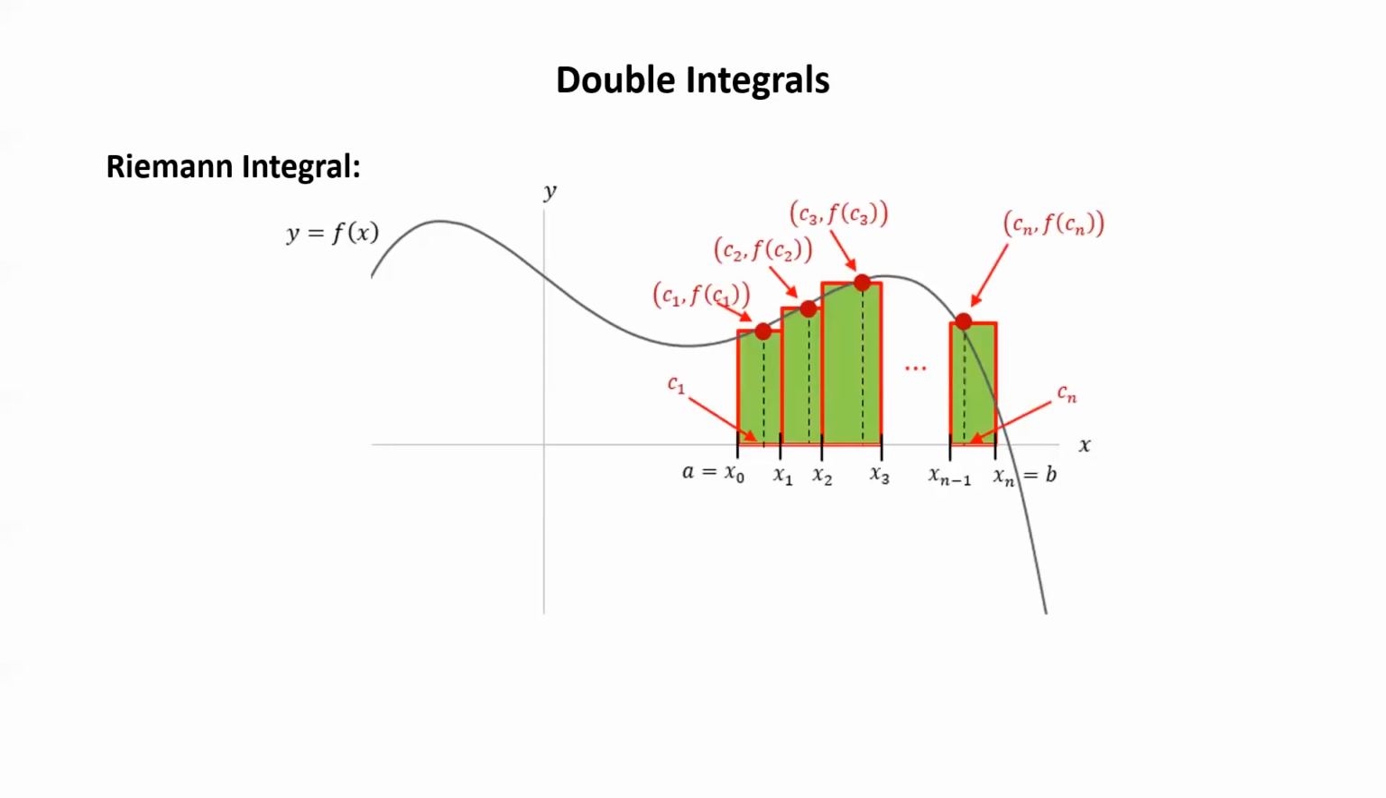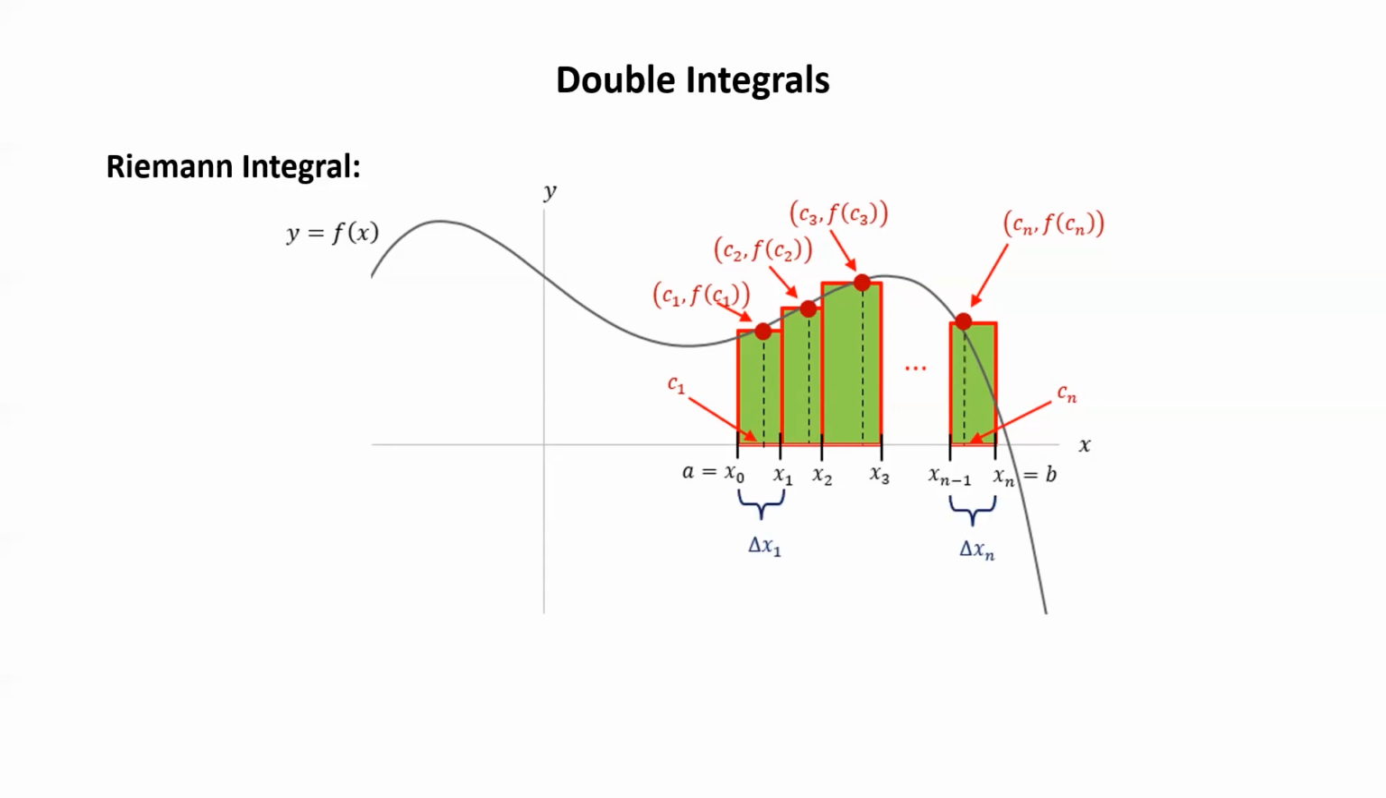We then take a real number in each of those subintervals. Those are labeled C1 through Cn in this picture. And we evaluate the function at that real number to get the height of a rectangle whose base is one of those subintervals. So for example, the first rectangle there has a base whose length goes from x0 to x1 and whose height is f of C1. And similarly for each of the other rectangles there.